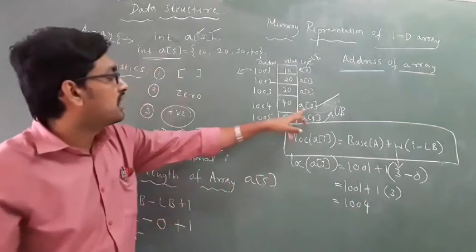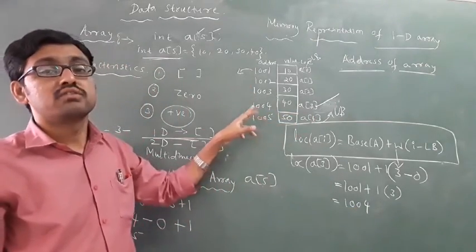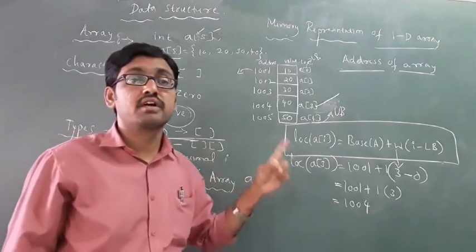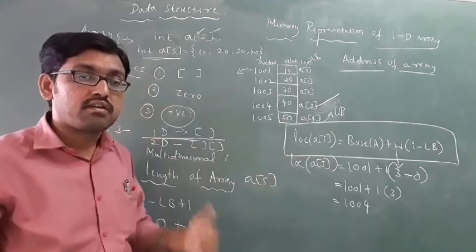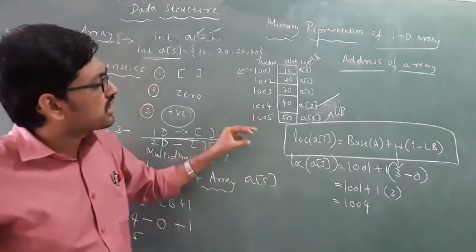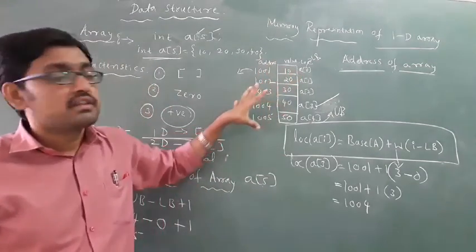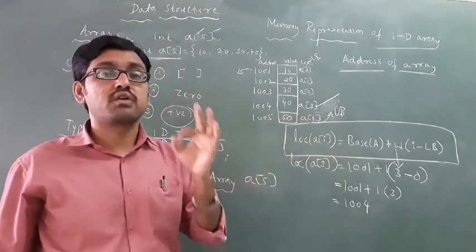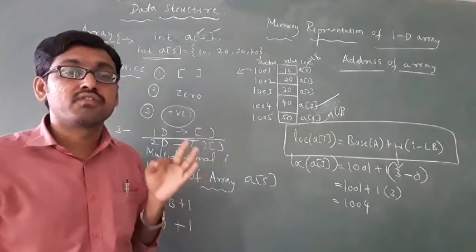1004. See, what is the address of A of 3? 1004. Okay, this is how to find the address of an array. They ask how to find the address of an array. Just write this diagram, then write a formula only. What is the formula to find the address of an array?